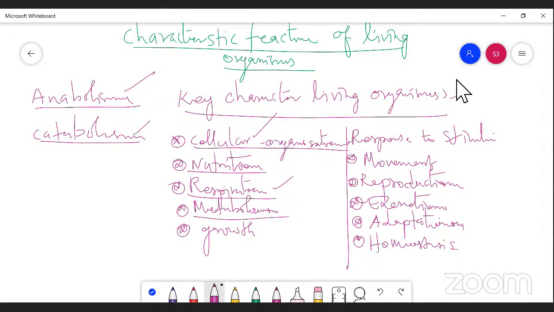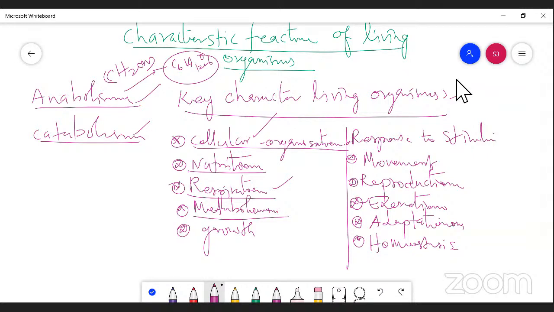So, for anabolism, take the carbohydrate C6H12O6. The carbohydrate is broken down by a chemical reaction into glucose. Not only this, proteins are also broken into amino acids, and lipids into glycerol and fatty acids. Those are the simplest energy form molecules. That is anabolism.